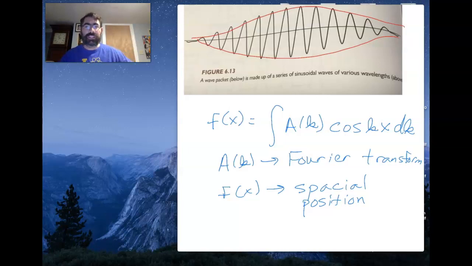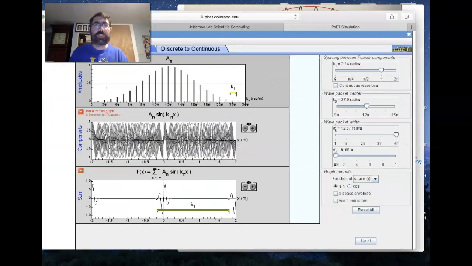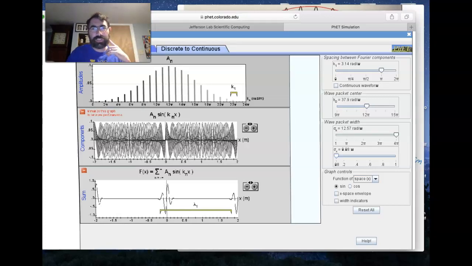And the f of x tells us the spatial position or the spatial description of whatever it is that I'm trying to measure. And so if I go back to the simulation, the top graph is the A as a function of k. This gives us the wave information. So I'm calling the wave space this abstract space, which is a function of the wave number. The one down here in the bottom is the position space, the spatial information, how the wave spreads out over a distance x.